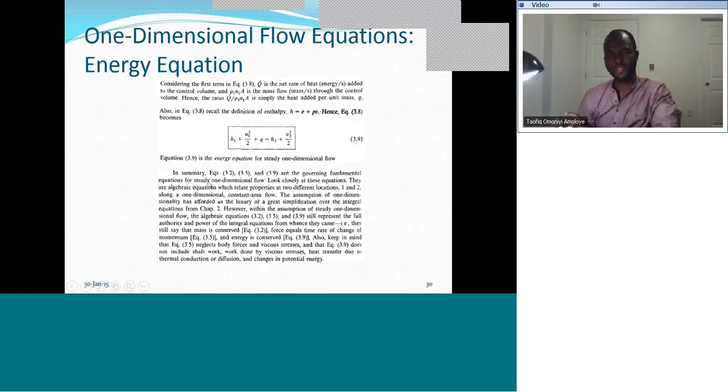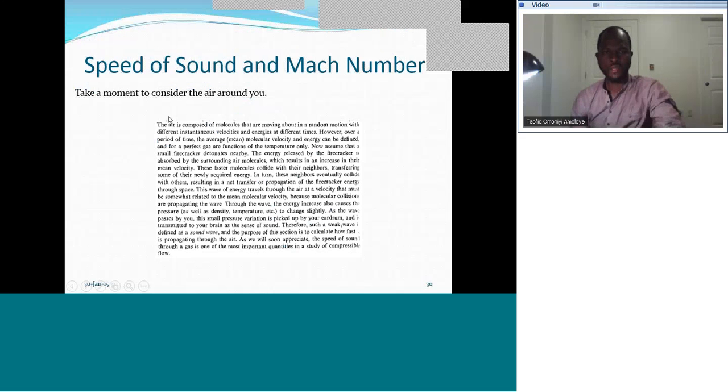If you take some time to read and digest the content of this slide, which talks about the speed of sound and Mach number, I'm just going to move on to the next slide then.